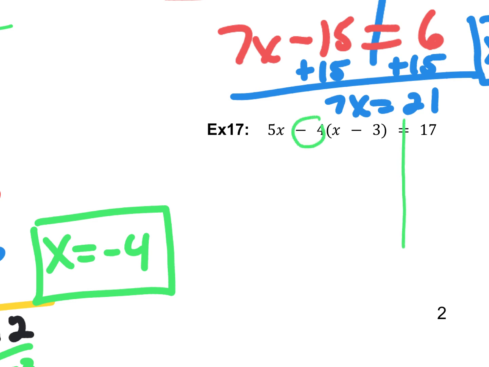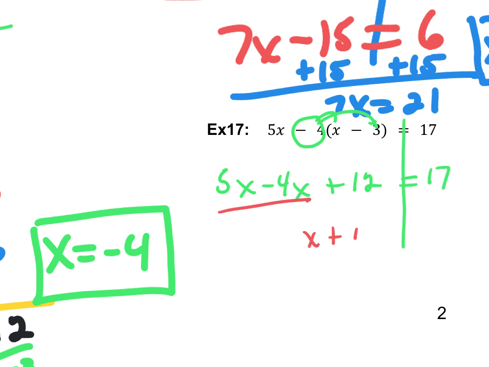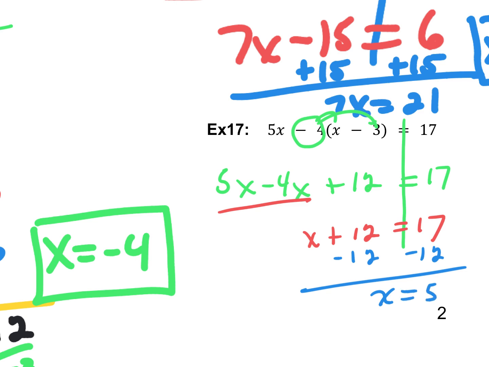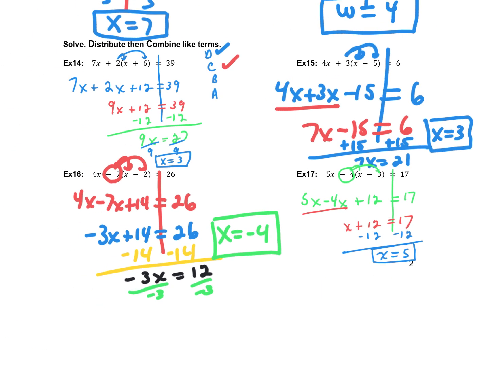Okay, same thing. DCBA, distribute first. So 5x minus 4x plus 12 equals 17. Combine like terms. Showing all your work. Minus 12, balance it. X is equal to 5. Excellent. Okay.